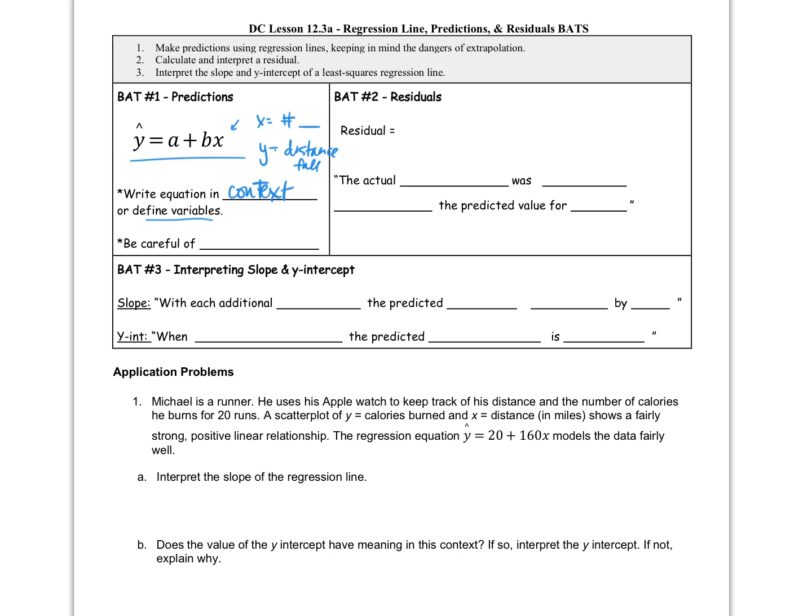And we want to be careful because although you can make predictions with your line, you want to be careful of extrapolation, where we're making predictions outside the scope of the data. You don't want to do it.